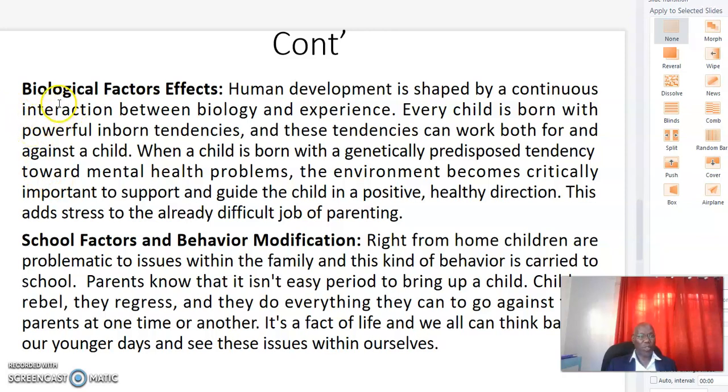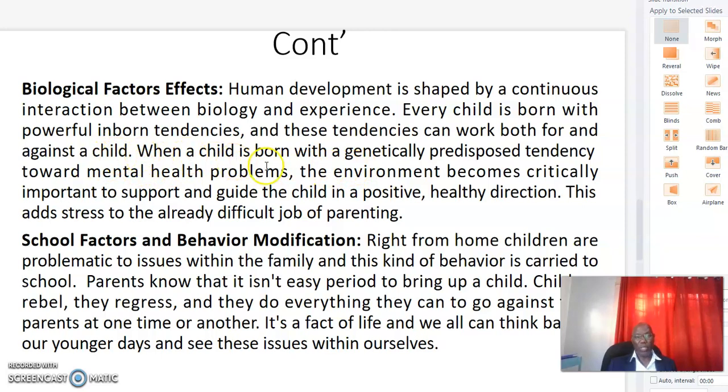Other causes include biological factors. Human development is shaped by a continuous interaction between biology and experience. Every child is born with powerful inborn tendencies, and these tendencies can work both for and against a child.